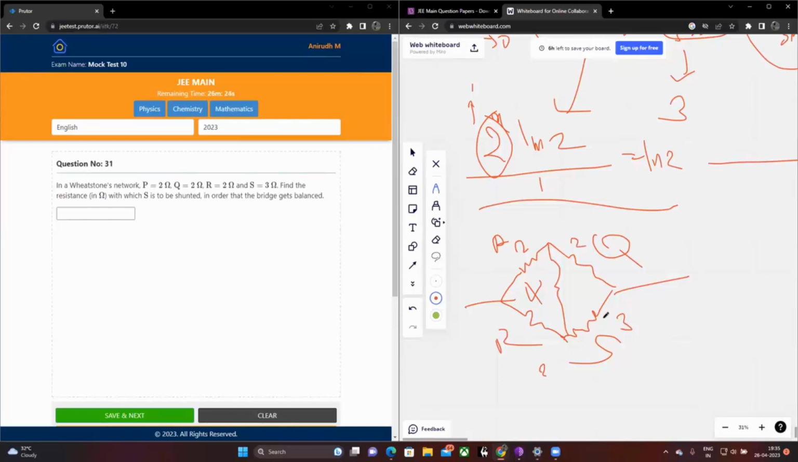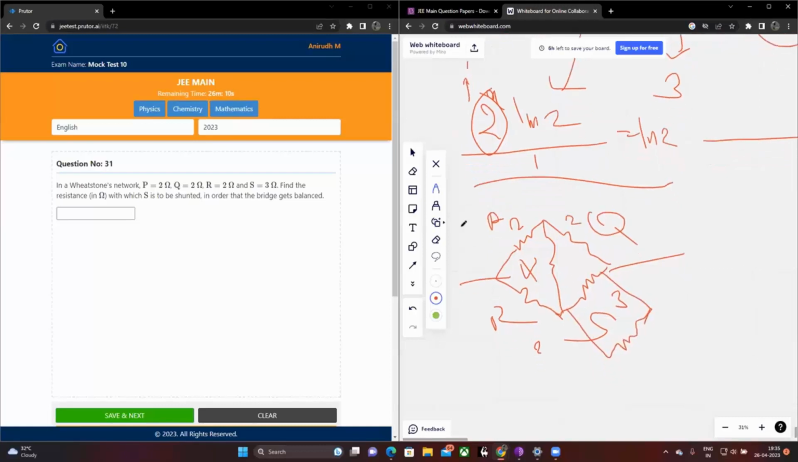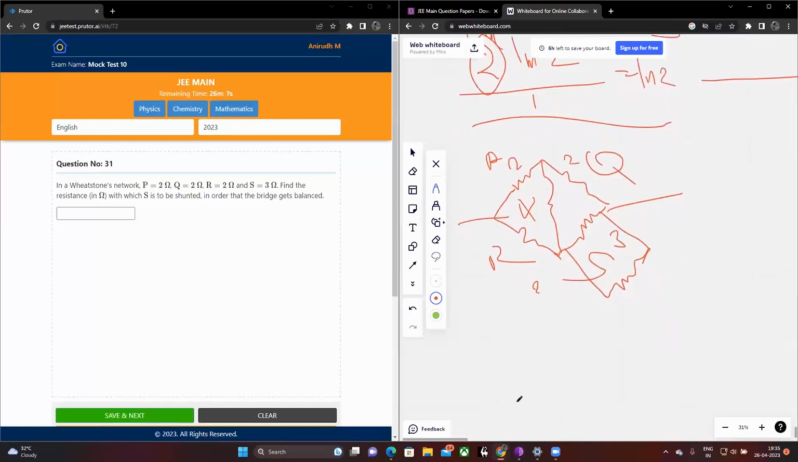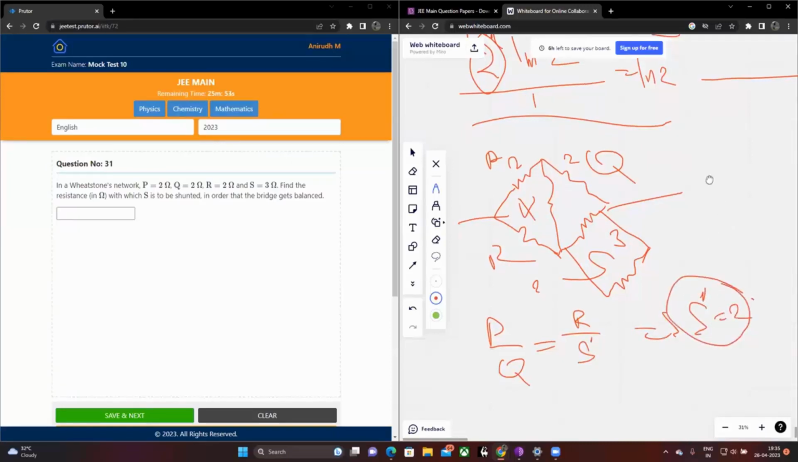find the resistance through which this S has to be shunted to balance it, right? Balancing is basically the fact that P by Q equals R by S. Since P and Q are both 2 and 2, and R is also 2, S has to be 2, right? The S dash has to be 2, basically, where S dash is the balanced S.